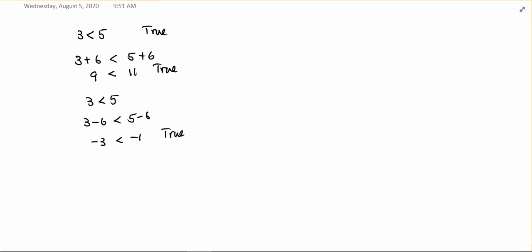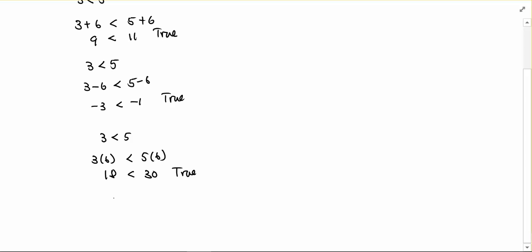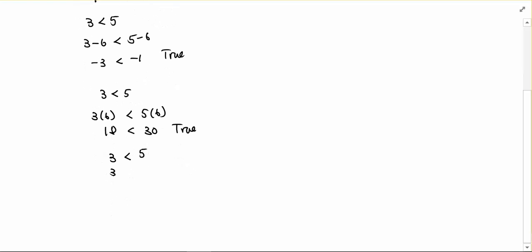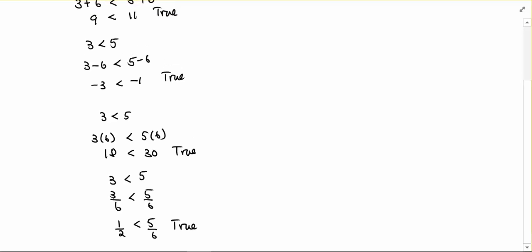What about multiplying? Well, again, let's start with that, and let's say we multiply by 6. So 3 times 6, 5 times 6. This is 18, this is 30, this is also true. How about dividing? Well, 3 less than 5, divide 3 by 6, divide 5 by 6, this is 1/2, and this is 5/6, and this is also true. 1/2 is indeed less than 5/6. Okay, so we have a lot of true statements.